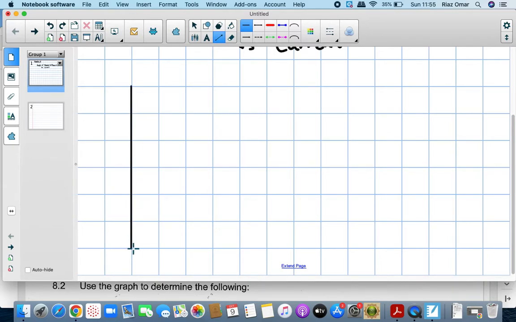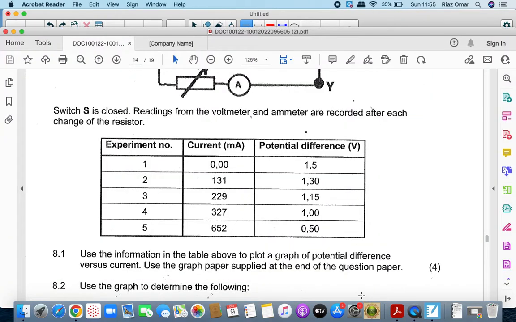Got our graph going down, another one going across. So let's just put in our values here. How do we put in our values? We'll have to see what values are given. We have potential difference 0,5, 1, 1,15, 1,3, 1,5. Okay, so that's a bit of a challenging one.